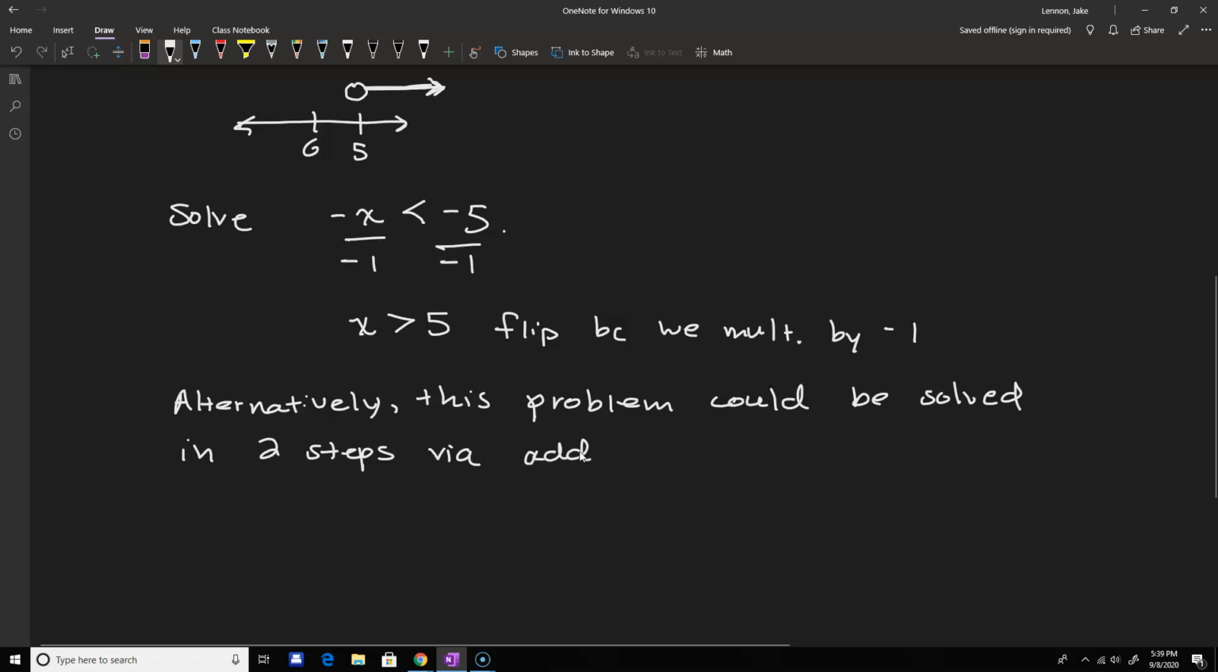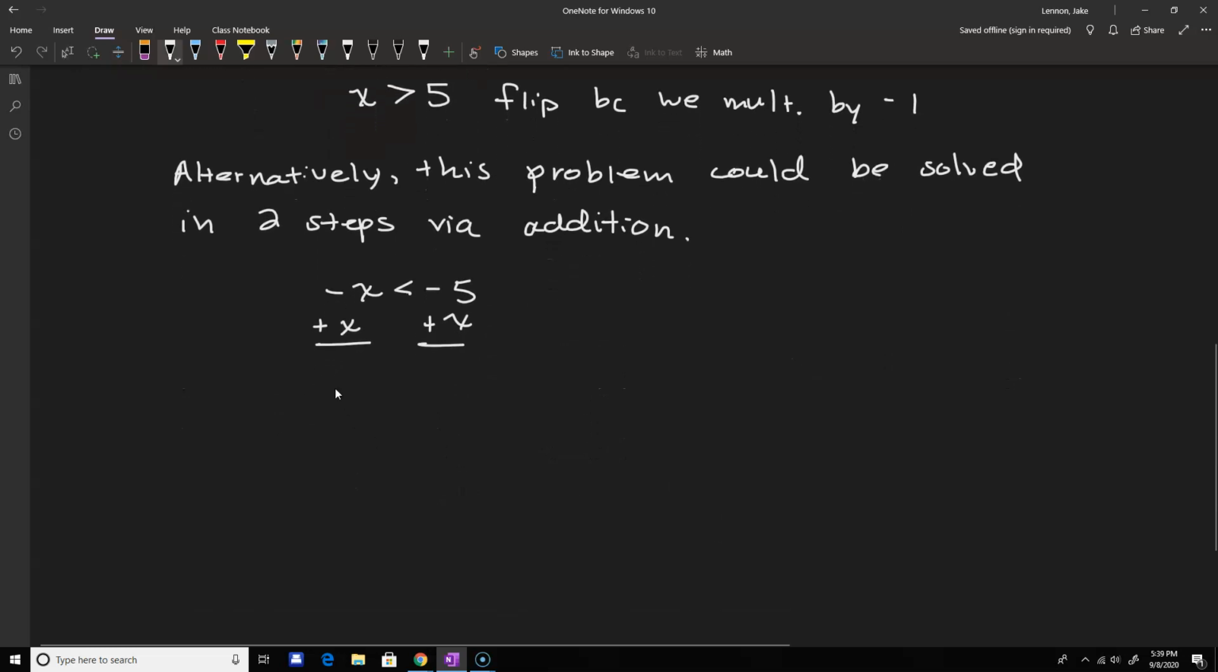So how would you do that? Well, you would just add x to both sides and also add 5 to both sides. So if we had negative x less than negative 5, let's start by adding x to both sides, which is valid because we're just adding a number to both sides. Then we would end up with 0 less than x minus 5. And then to move the 5 to the other side, we add 5 as well, and we end up with 5 less than x. And notice that's the same thing.